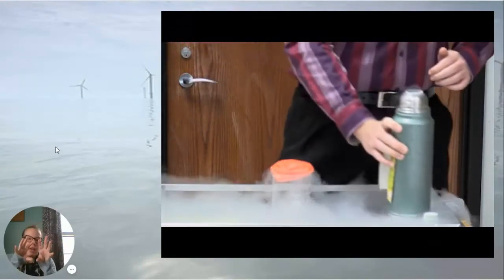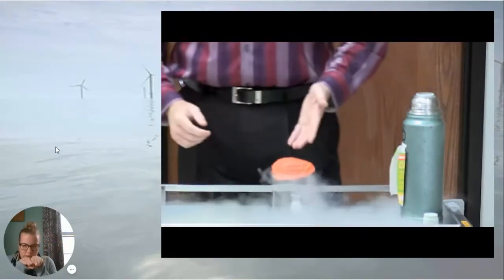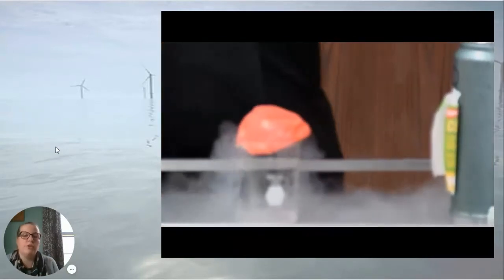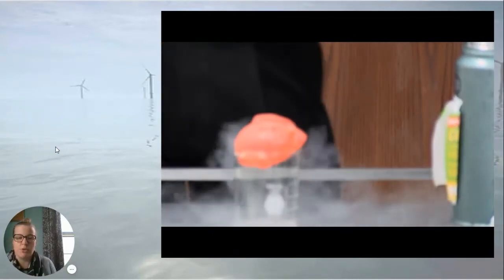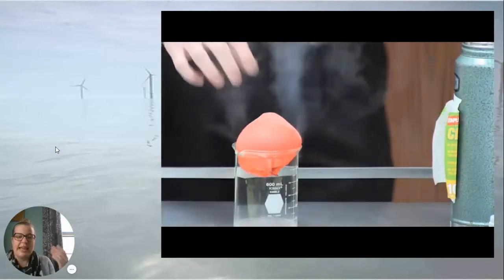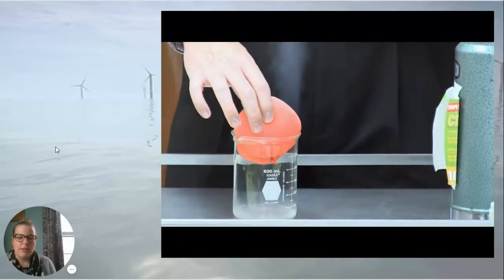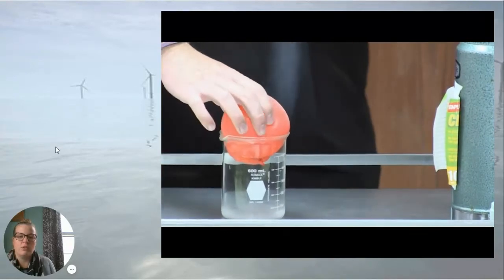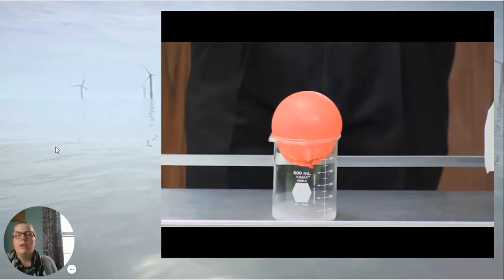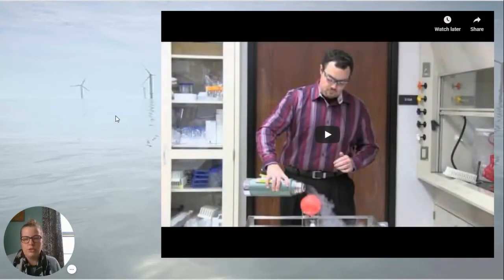And as you do that, the particles slow down. And when they slow down, they don't apply as much pressure. Now, as the liquid nitrogen evaporates, you'll see the temperature go up. You can see that gas escaping there. And now you have your volume going up again because the temperature is going up. So that's that temperature and volume relationship.